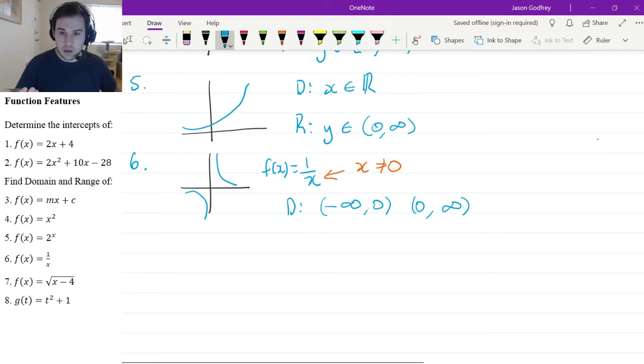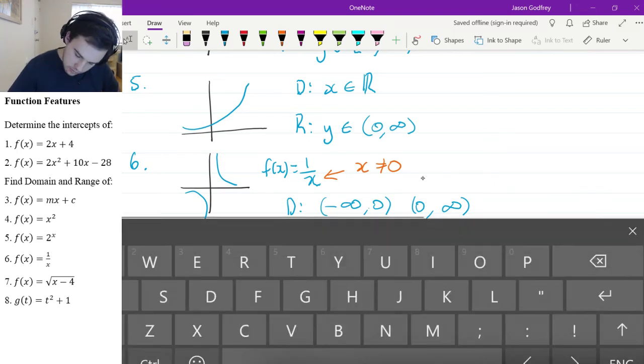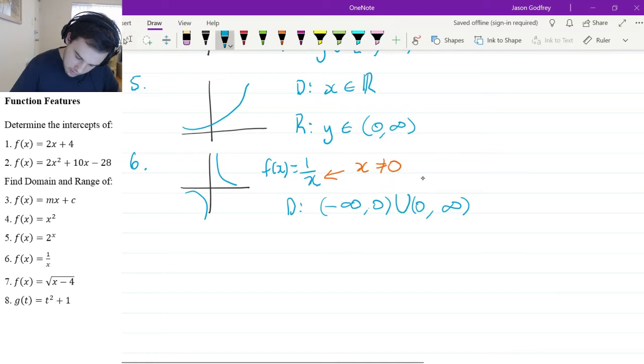There's a mathematical symbol that very closely resembles the word and, so the domain is this bit and this bit, and the symbol we use for and is a big U looking shape, which is the union symbol.